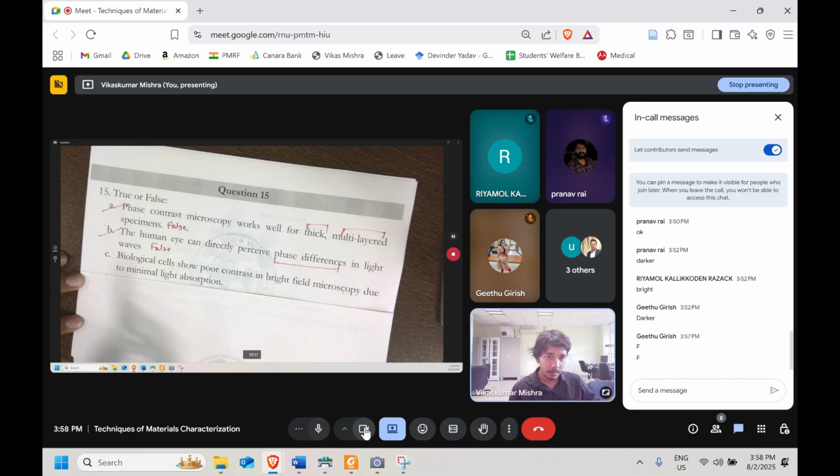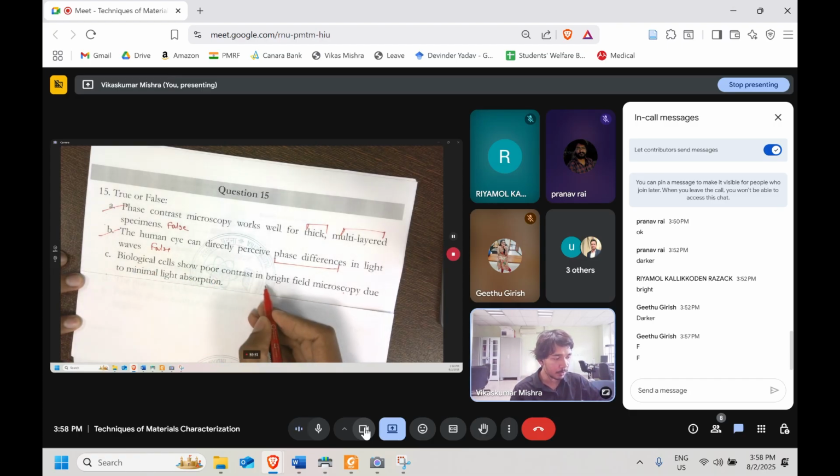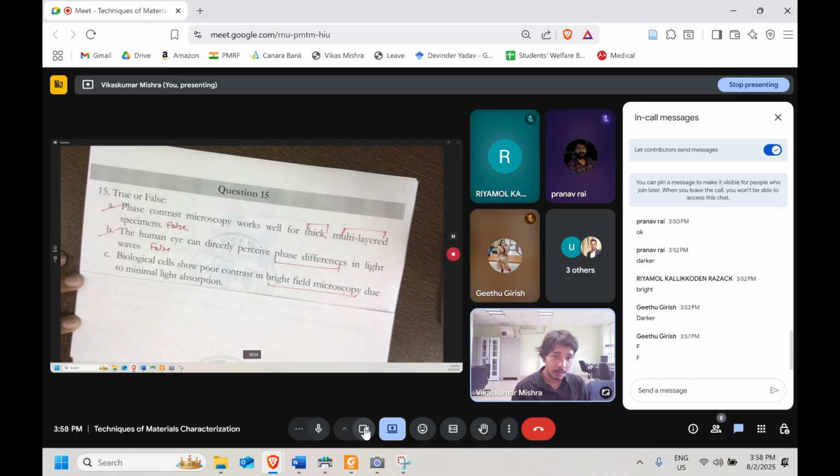Let's go ahead. Biological cells show poor contrast in bright field microscopy due to minimum light absorption. Now we are talking about the bright field microscope. It is true. They do not absorb much. Their absorption is very minimal. So we cannot use biological cells to see them in the bright field microscope. You cannot get a clear picture. It will look more or less like what I showed you initially.